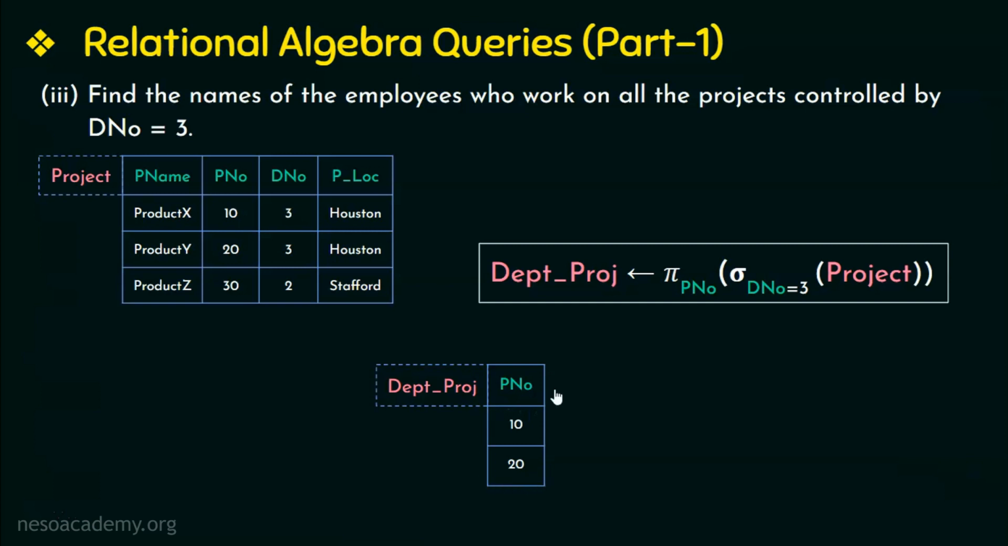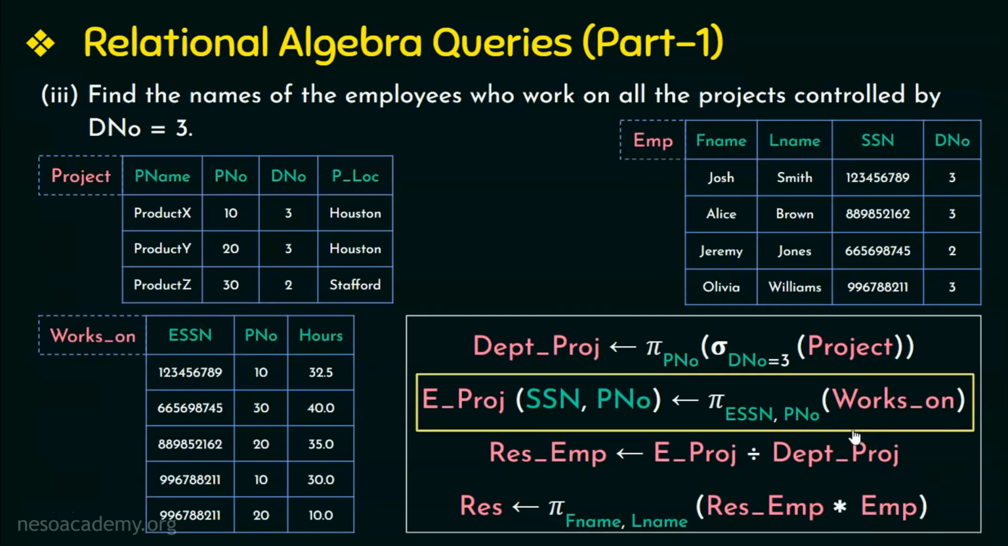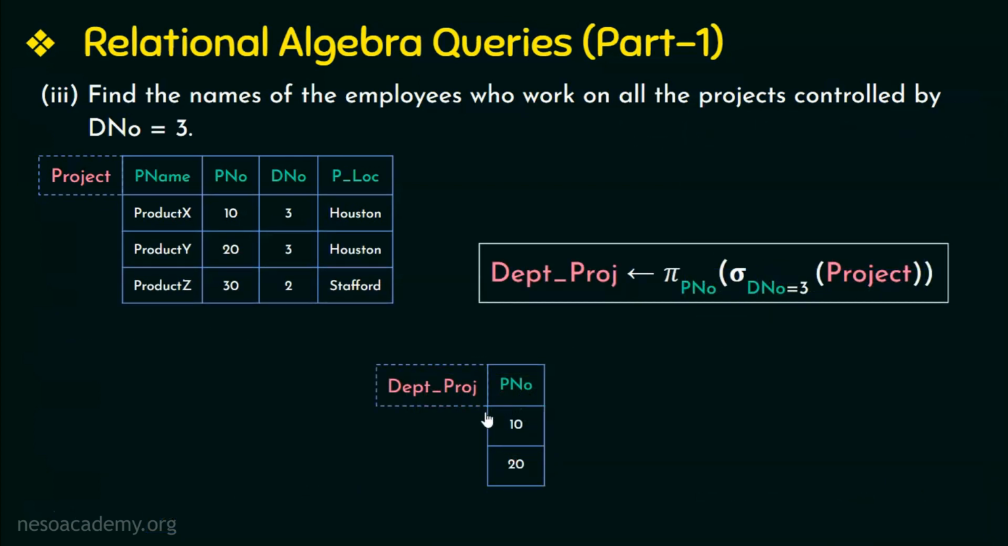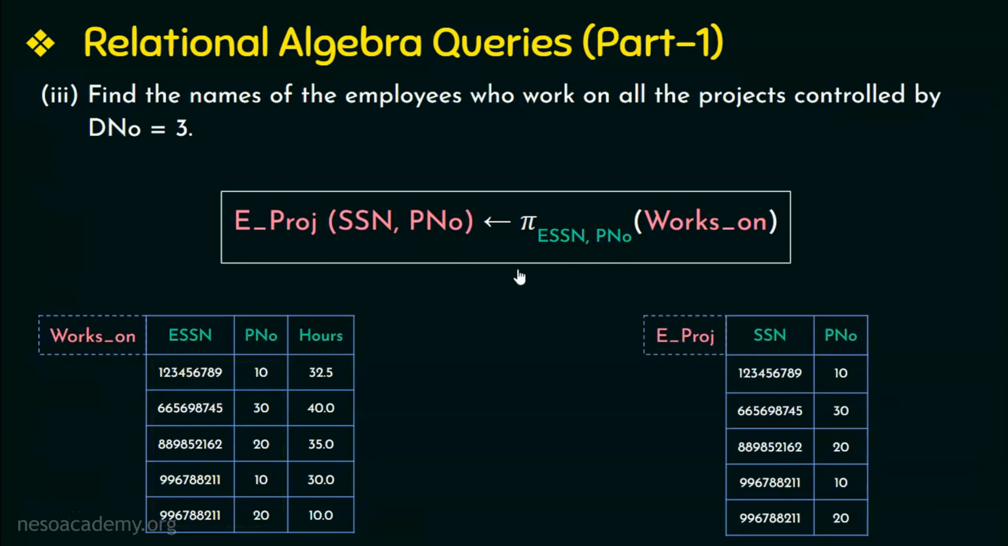Now we have all the project numbers of the projects that are controlled by department number 3, that is 10 and 20. Now let us see a list of which employee works on which project, which is your second step. Once we get the entire list of all the employees working on different projects, we can find out from that list which employees work on both these projects that are controlled by department number 3. So to know which employee works on which project, we need to project the ESSN and P number from the works on relation. These two attributes are the only required attributes to know which employee works on which project. The hours attribute is not necessary. So we project these attributes and store them in this relation with attribute names mentioned explicitly.